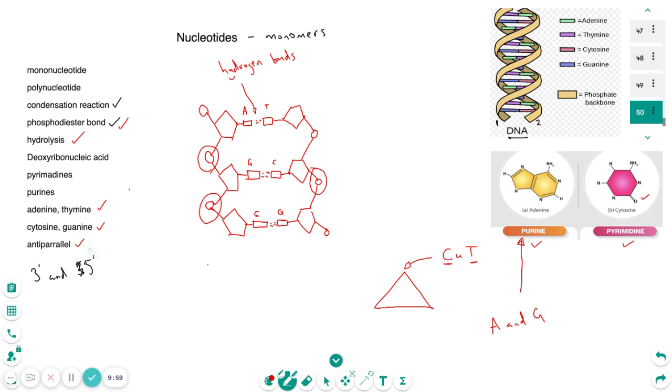And then learn how to draw this anti-parallel structure, and anti-parallel being while one strand is going up, the other one is going down.